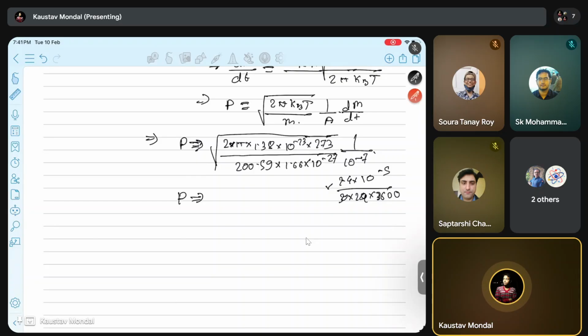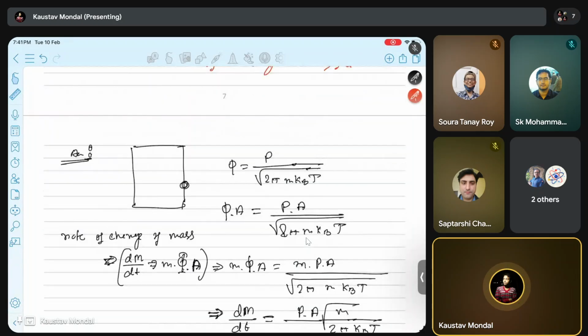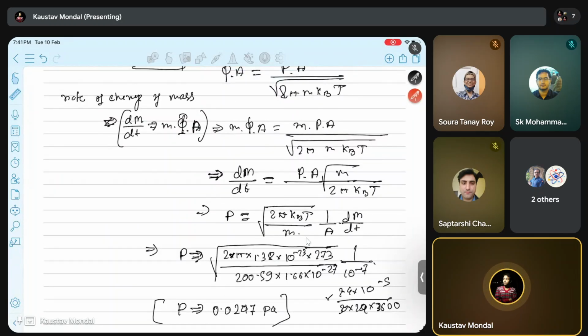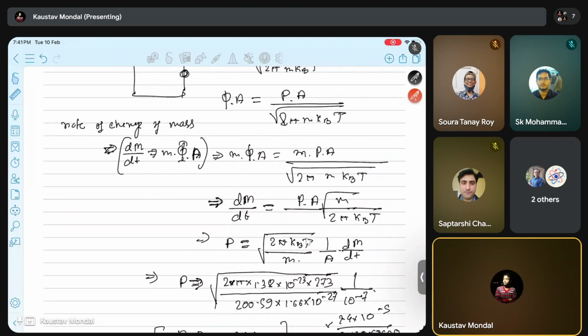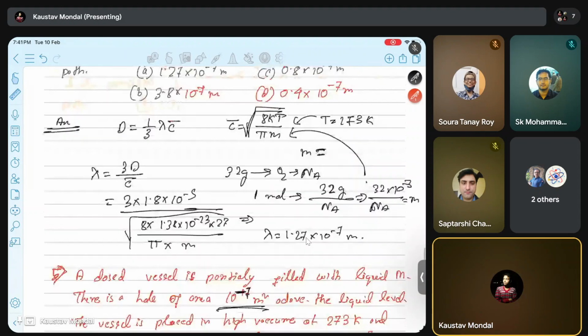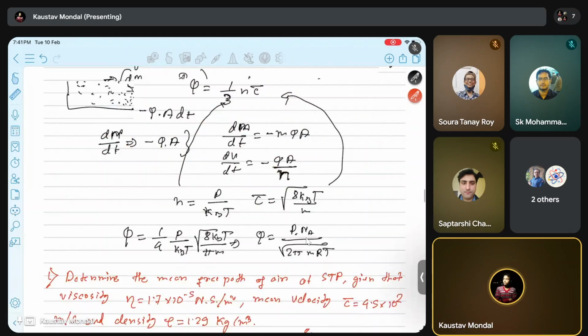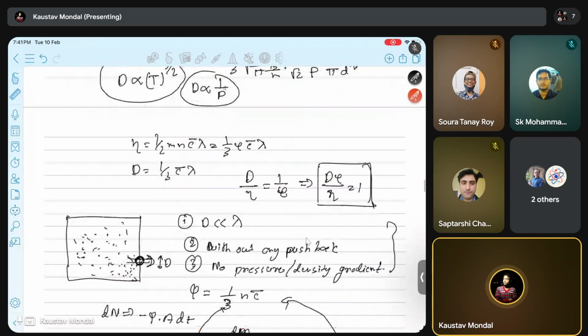So if you calculate all of this, you will get the expression as 0.0247 Pascal. Okay, so this is a problem of effusion. So this is the formula, right? This formula you have to remember actually.